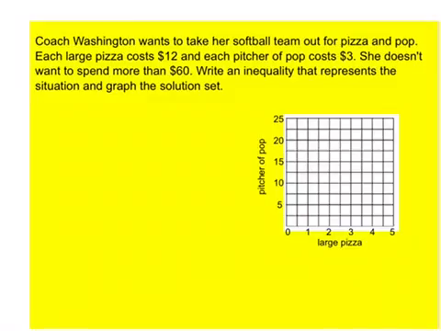So example number 4, Coach Washington wants to take her softball team out for pizza and pop. Each large pizza costs $12 and each pitcher of pop costs $3. She doesn't want to spend more than $60. Write an inequality that represents the situation and graph the solution set. So pause the video, try this one on your own, and then come back and check your answer.